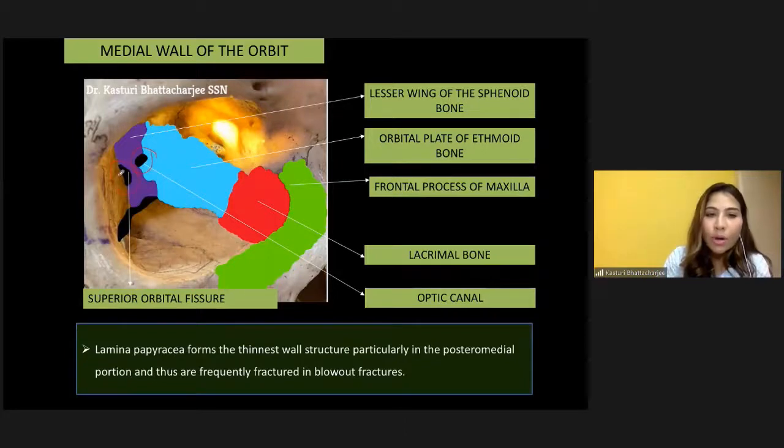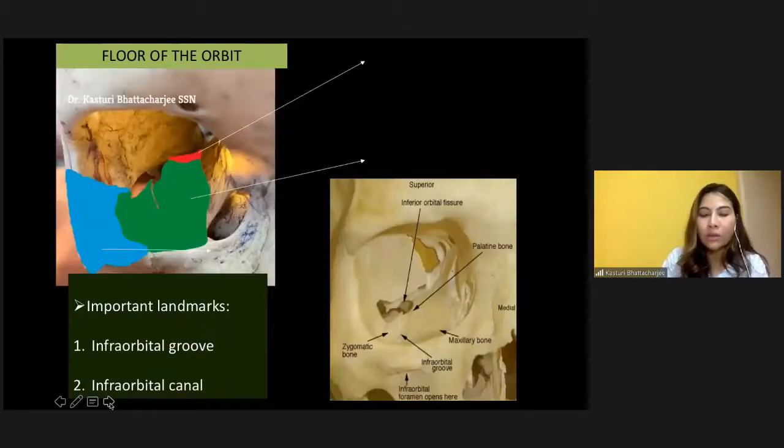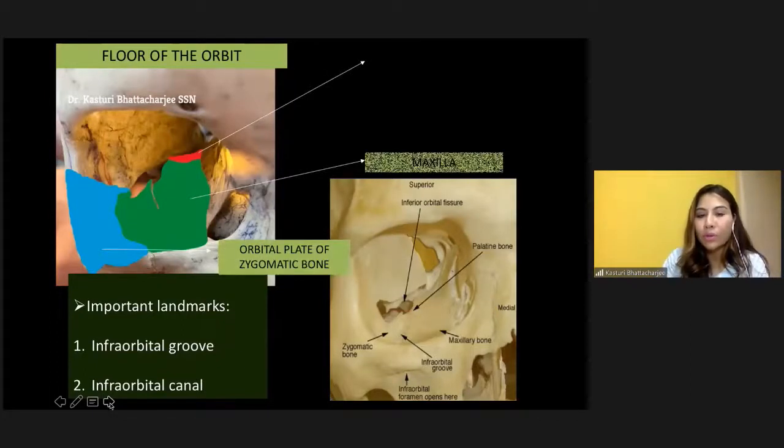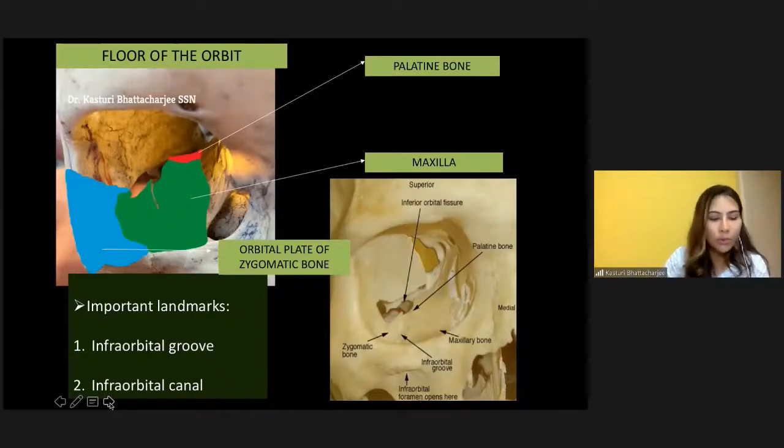This superior orbital fissure forms the medial end of the lateral wall and the lateral end of the medial wall. This is a very important structure we should know because most of the important structures pass through the superior orbital fissure and also the optic canal. The floor is also important. It is formed basically by the maxilla, the palatine and the zygomatic bone. And here the important structures are the infraorbital groove, through which pass the infraorbital nerve and blood vessels, and the infraorbital foramen, which leads from the orbit to the maxillary region.